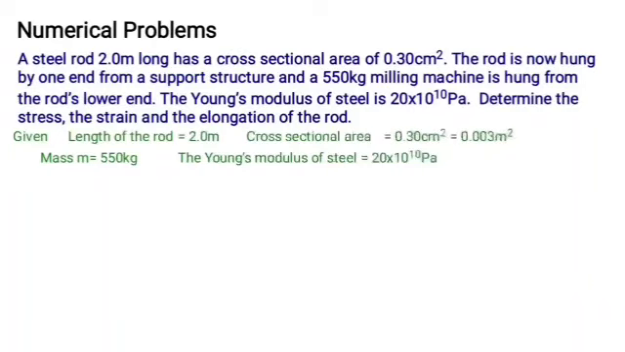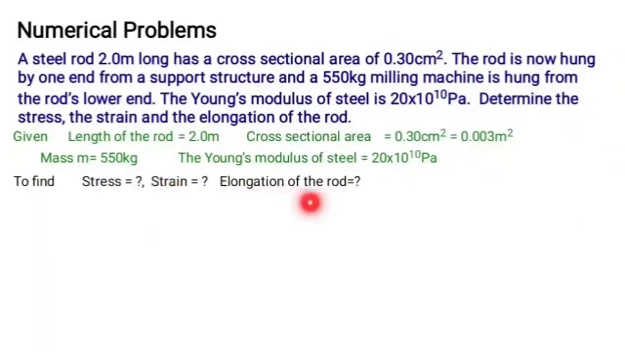The given things are: length of the rod is 2 meter, cross-sectional area is 0.3 centimeter square. The rod is hung by one end with a mass of 550 kg milling machine, and the Young's modulus of steel is given as 20 into 10 to power 10 Pascal. Now it is asked to find stress, strain, elongation of the rod.